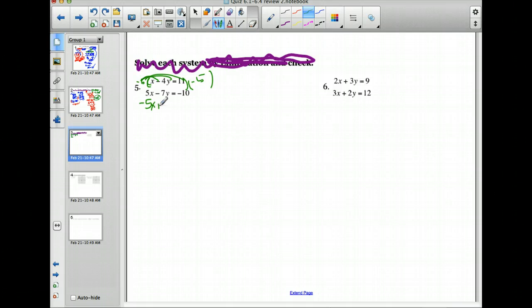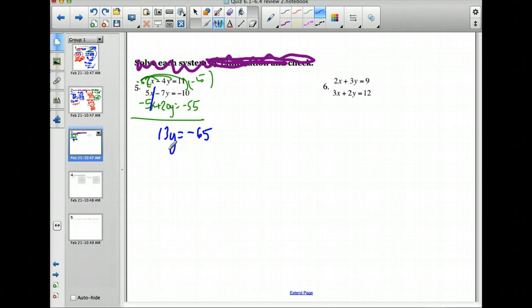So we get plus 20y equals... a lot of people forget to multiply the other side of the equation. You've got to multiply that by a negative 5 as well. So 11 times negative 5 is negative 55. So now I add these. These cancel. 5x plus negative 5x cancels. Negative 7y plus 20y is 13y. And then negative 10 plus negative 55 is negative 65.